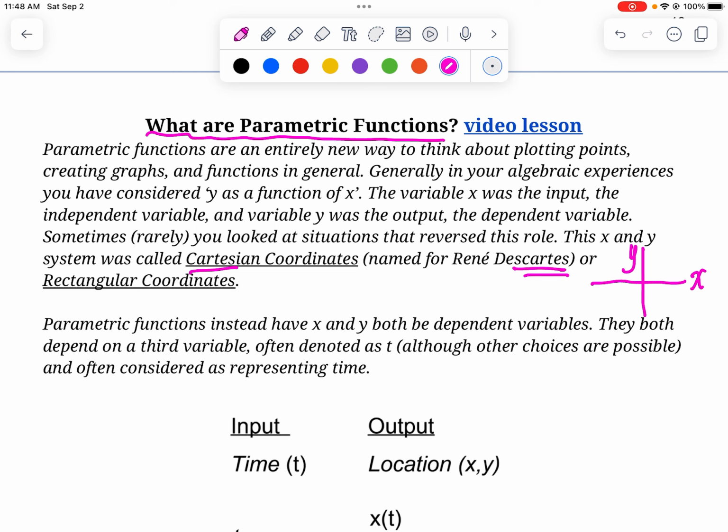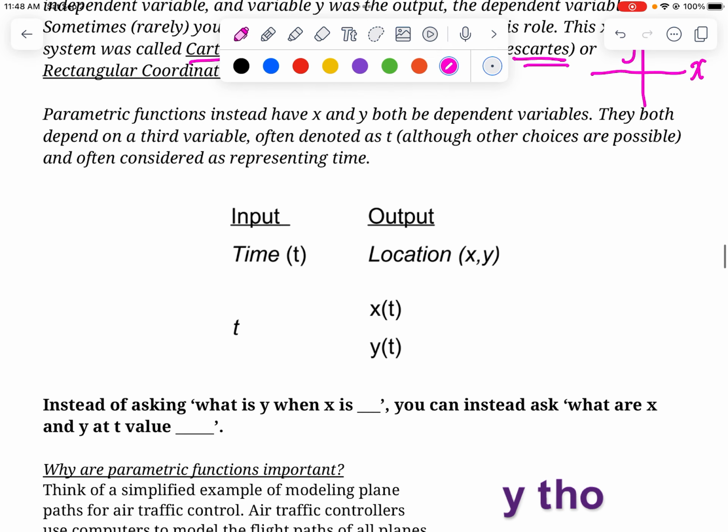Anyway, usually we deal with just x and y, and we usually think of x as determining y. However, we could also consider a situation where we have a third variable. So parametric functions are those where there's some parameter, the third variable, and that's where this name comes from, some parameter that is going to be determining the other two, the x and the y, in the coordinate plane.